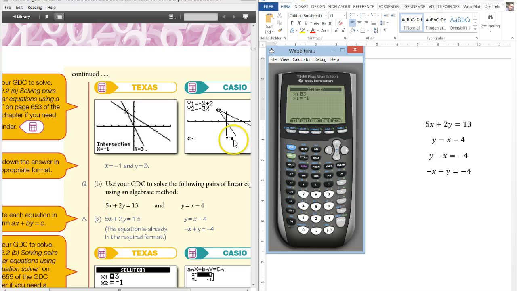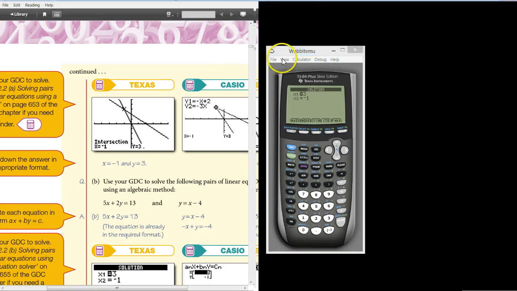Let's see if it is correct. When x is 3, I get 5 multiplied by 3, that is 15, plus 2 times -1, that is -2, so it's 15, subtract 2, that is 13. And over here, y is -1, and if x was 3 and I subtract 4, I get -1. So I have numbers that solve both equations at the same time, simultaneously.